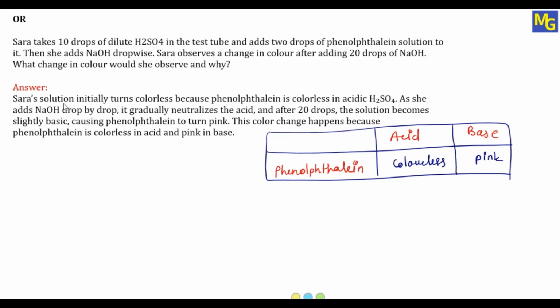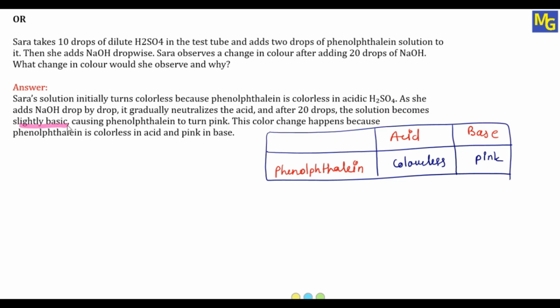Sarah's solution initially turns colorless because initially it is H2SO4 acid, and in acid if you add indicator it will be colorless. In acidic H2SO4, as she adds NaOH drop by drop, slowly one by one, this NaOH goes and neutralizes this H2SO4. So what is this NaOH doing? The acidic property is decreasing slowly. It gradually neutralizes the acid, and after 20 drops, it does not change the color immediately because it is slowly neutralizing.